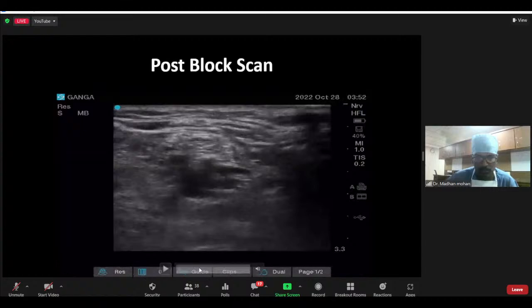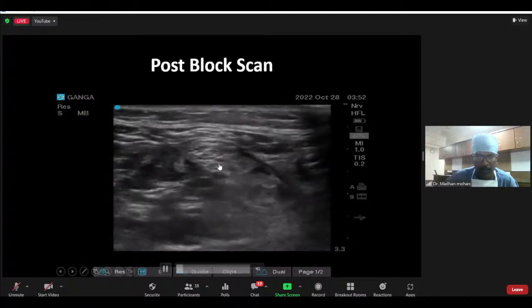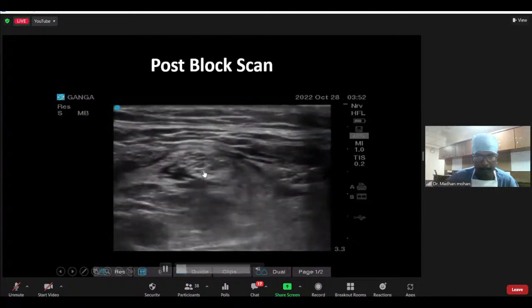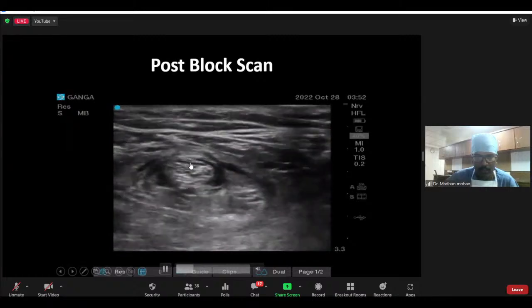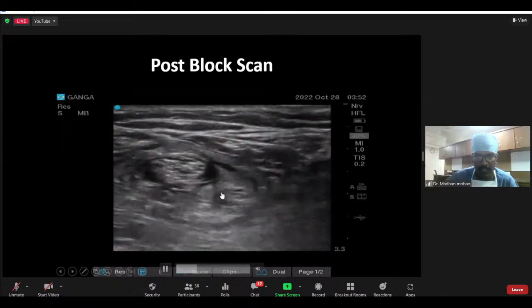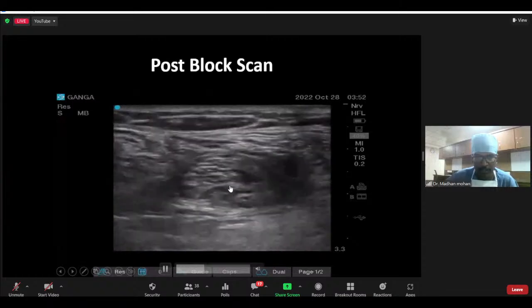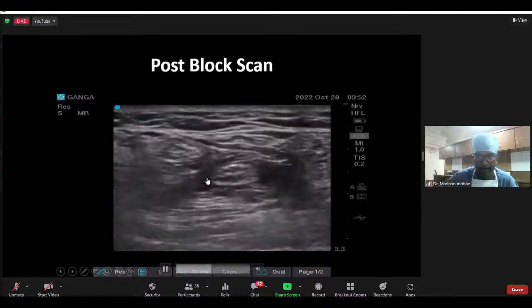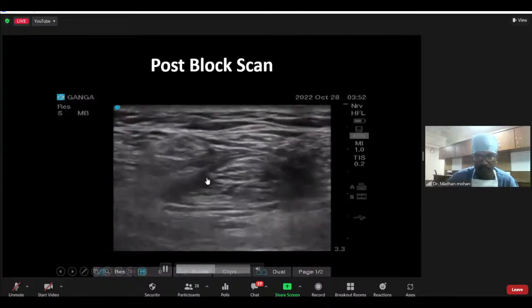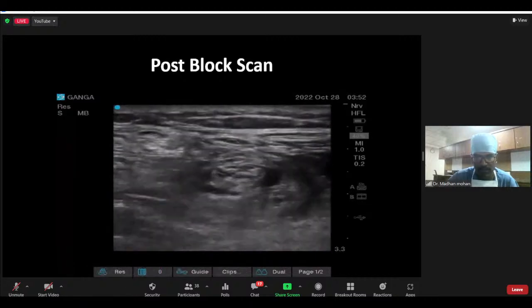This is the post-block scan video. You can see the tibial nerve and the common peroneal here. Again, the orientation marker is kept medially here. This is a tibial nerve and common peroneal coming and joining. You can see the local anesthetics around it.